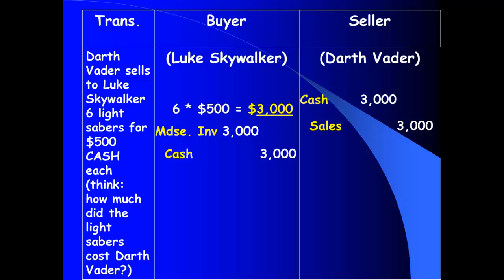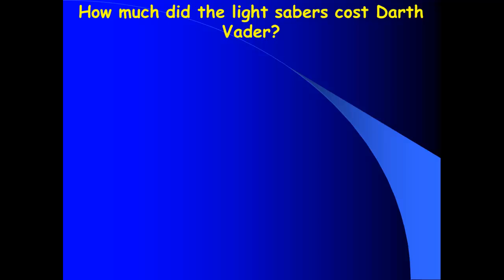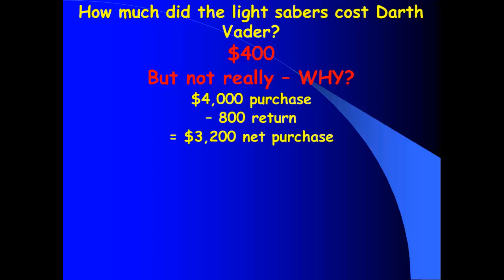Now my next entry is to update the inventory, because when I make a sale, part of my inventory is gone. I asked you a minute ago how much the lightsabers cost Darth Vader when he originally bought them, and you said $400, which is the right answer, almost. We're going to use $400 for our journal entry, but I just want to show you one item. Actually, $400 isn't exactly what they cost him. To begin with, he bought $4,000, sent back $800, for a net cost of $3,200. If we stop right there and divide by the 8 lightsabers that he kept, that would give us $400 each, right?